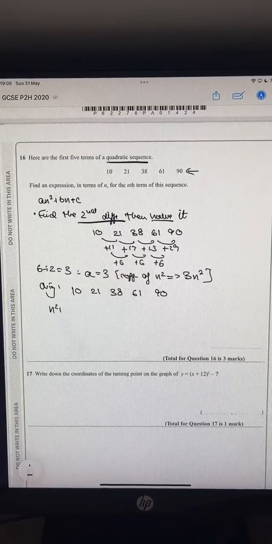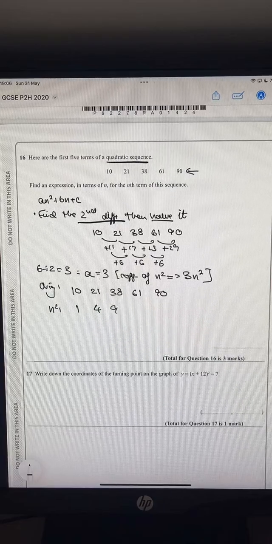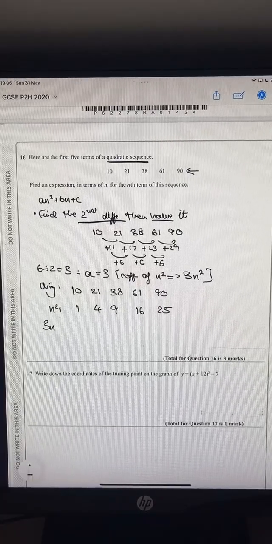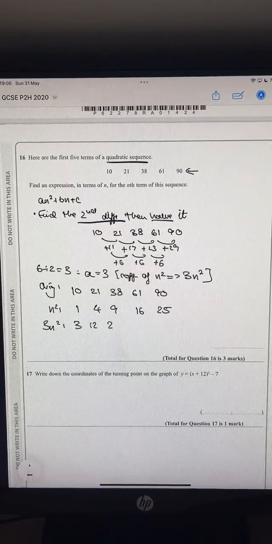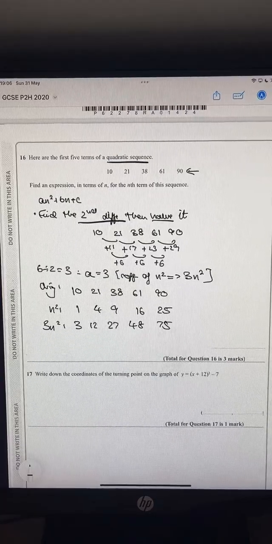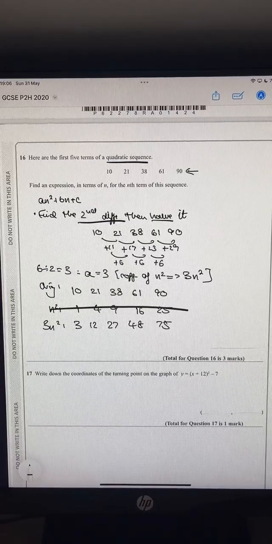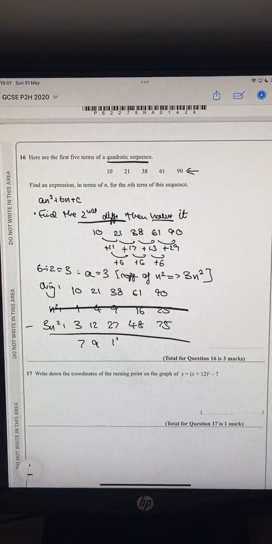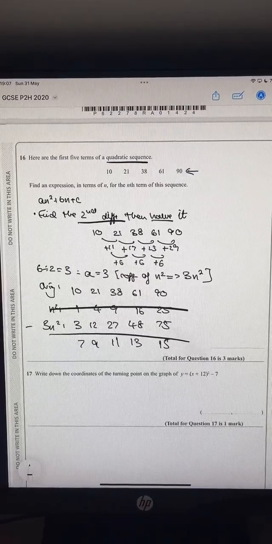So I like to write out what n squared is first. So 1, 4, 9, 16, 25. And then I do 3n squared, so I just multiply these by 3. I can ignore this now. Then I need to find the difference from my original to this. So I will subtract it because I've got less in this sequence. So 10 minus 3 is 7. That's 9. That's 11. That is 13. And that is 15. All I've done is subtract this from this.